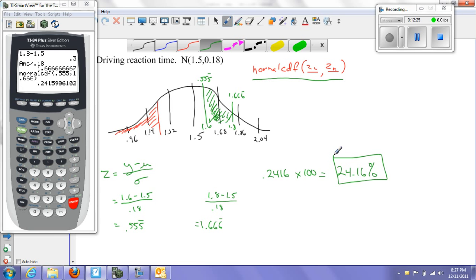And just notice here again that we're finding the area under the curve. We're finding the percentage of values underneath the curve. To find the percentage of values, we just need two z-scores, a left z-score and a right z-score.